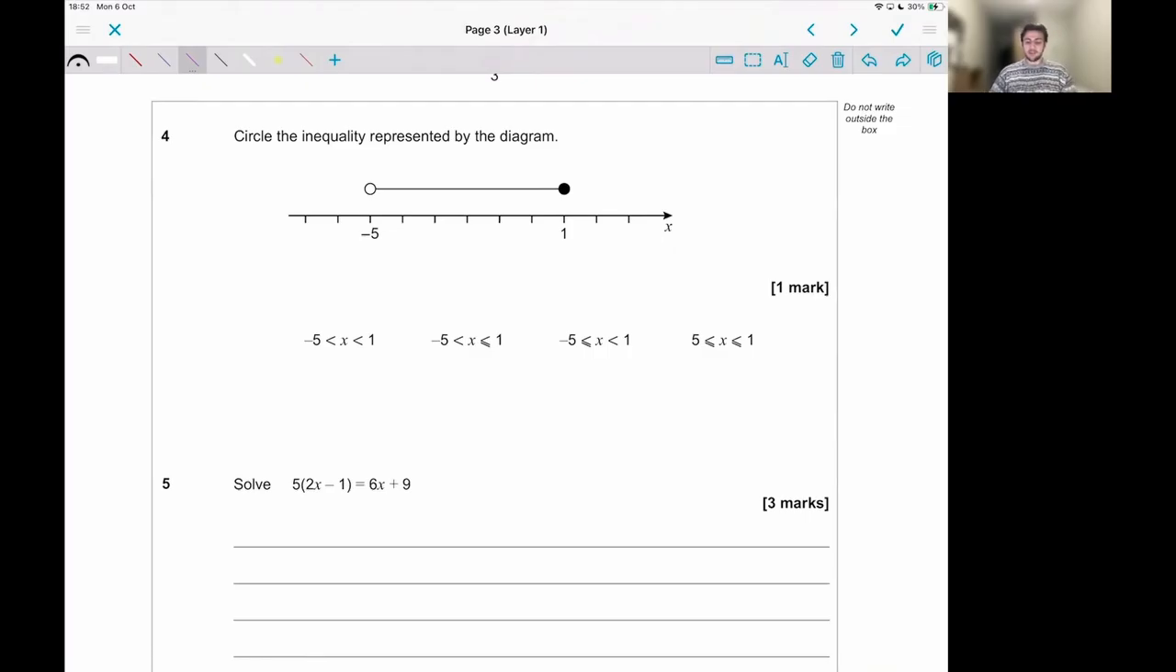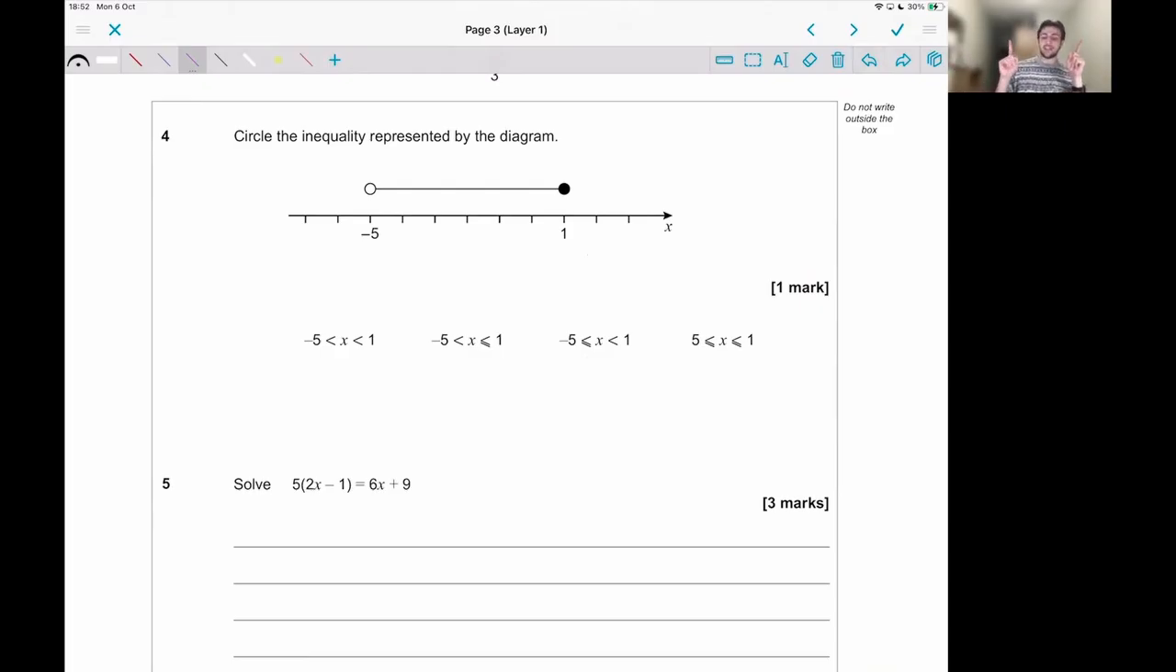Moving on to question 4 then. Circle the inequality represented by the diagram. So inequalities are where you have less than or more than symbols. And in this case, we've got something at -5 and something at 1. And thankfully, all of our answers have something at -5 and 1. So we know that we've got an x. They're connected by this line in between. We're looking for an x, which is just a placeholder for a number we don't know. We're looking for a number between -5 and 1. So x is between -5 and 1.